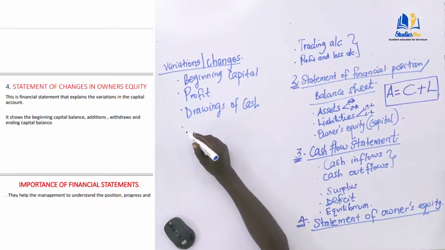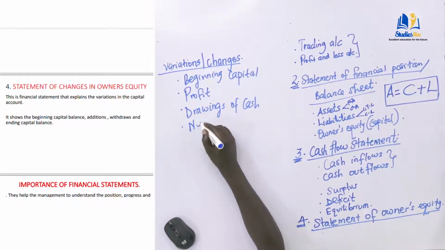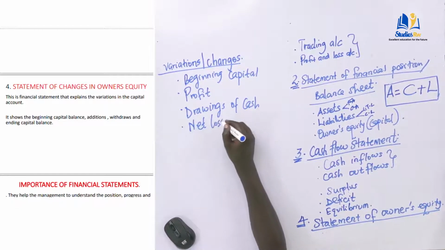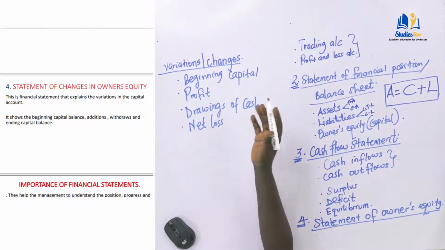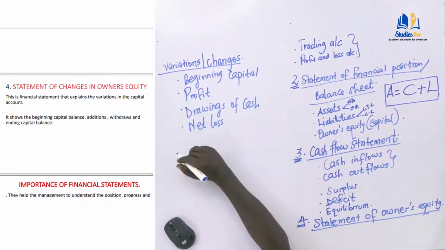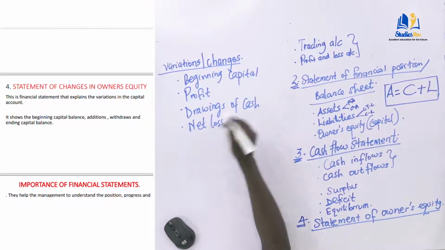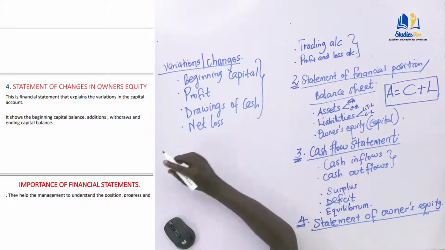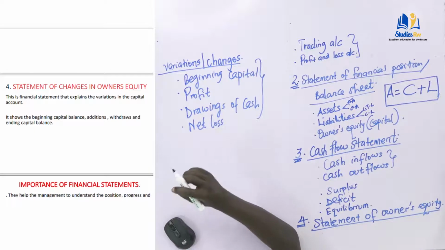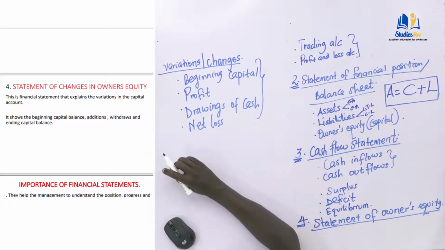So this is now a subtraction. Maybe there was a net loss made. There is a loss that was made. So all these are variations, changes that may take place in the statement of owner's equity. These affect the capital account, and therefore these changes are shown in the statement of owner's equity, or statement of changes in owner's equity.